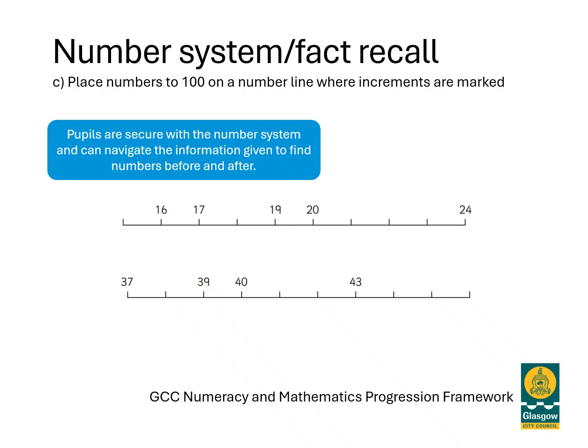So number system teaching point C is asking pupils to place numbers to 100 on a number line where the increments are marked. And that's an important distinction because as we move into P3, we'll look at number lines where perhaps we're asking them to estimate the position of numbers between two increments. But at P2, this is the first time we're asking them to complete missing parts of a number line for us. Number lines may have been encountered in P1, but again, we're extending that range of numbers and we're applying our counting skills to this visual representation of that counting sequence.